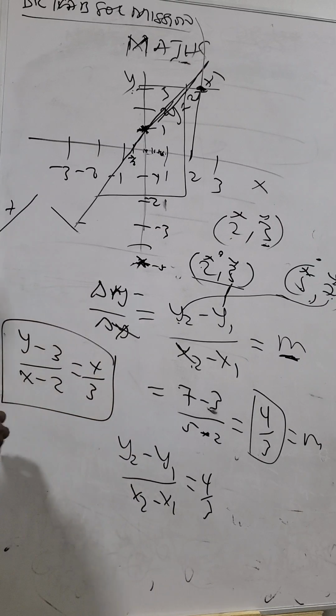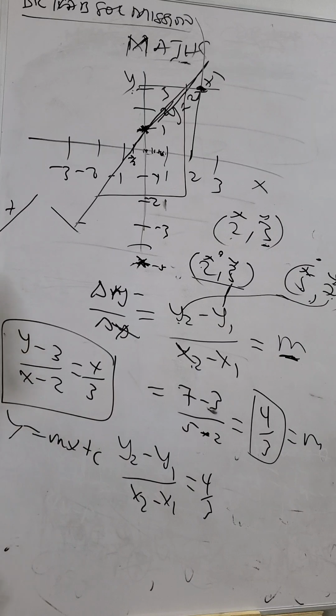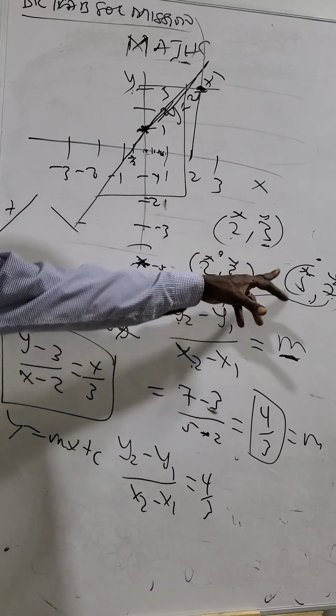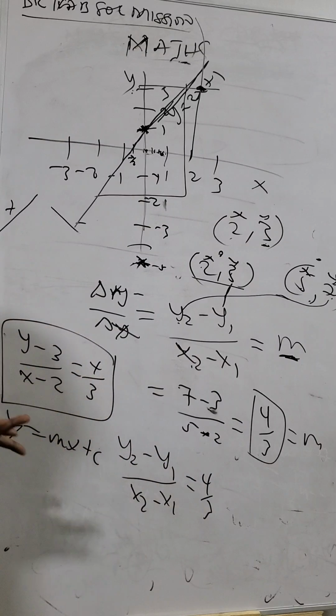And this one, if you expand, you get an expression for y is equal to mx plus c. So that is how. When you are given 2 points, first find the slope and then use the slope to generate another equation. That's very simple.